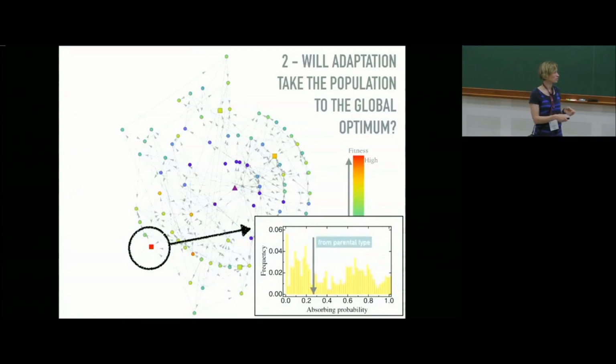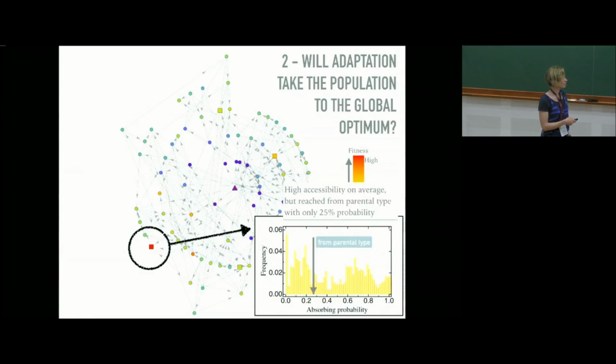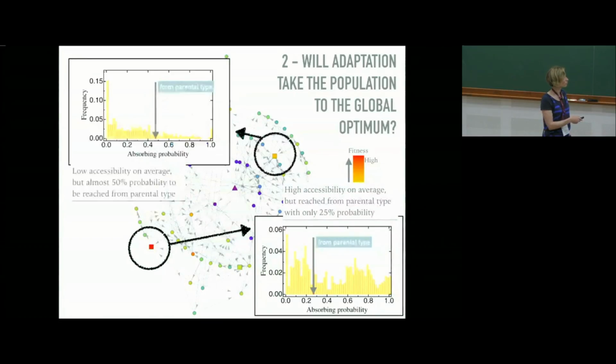And so what this shows us is that even though on average the fitness landscape is quite accessible from this reference type, which is where we would start an evolution experiment, for example, it's relatively unlikely to actually get to that high fitness point. And to compare this with another local optimum, this one here, for example, which is only 2 steps away from the reference type, we see that on average the probabilities of reaching this optimum are much lower, and that's also because it's less fit, right?